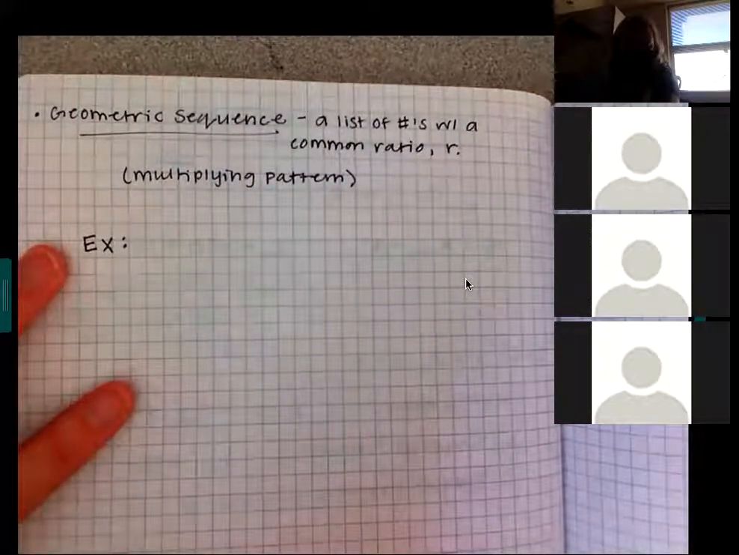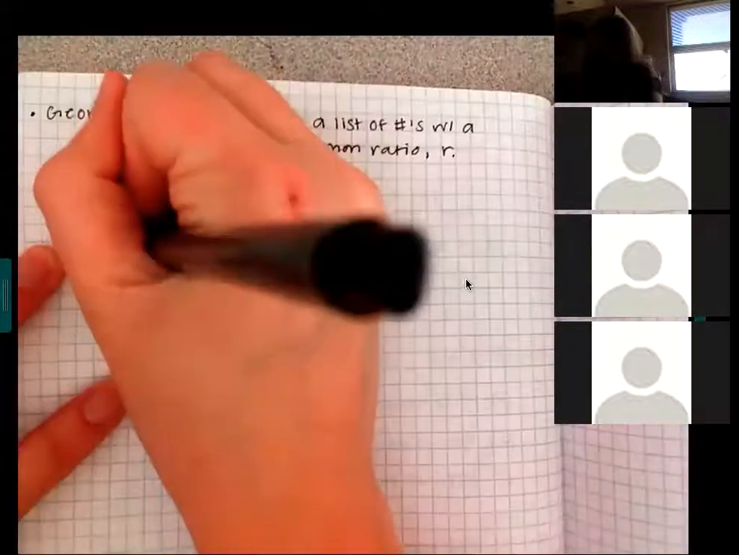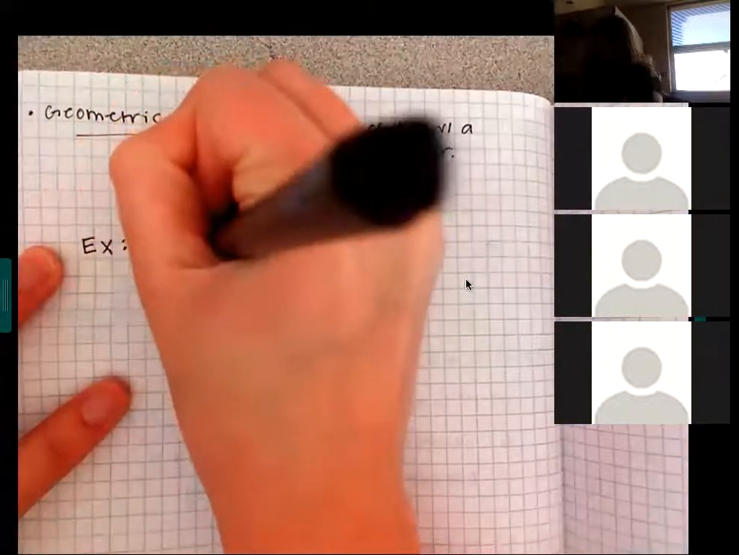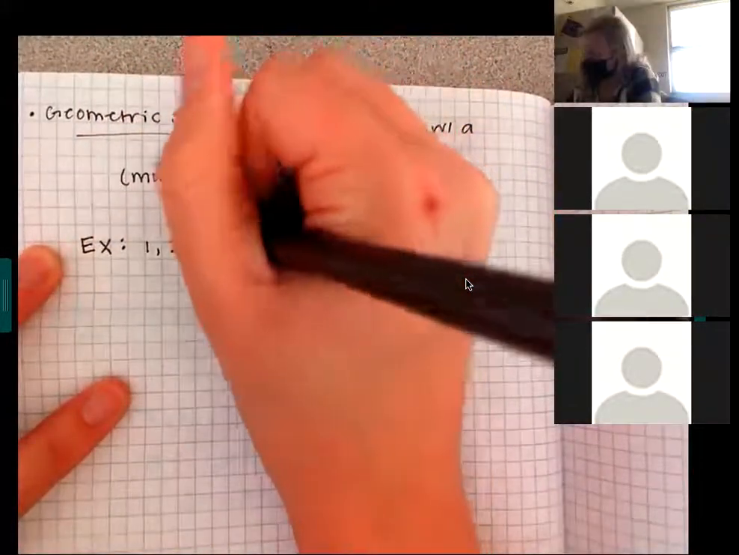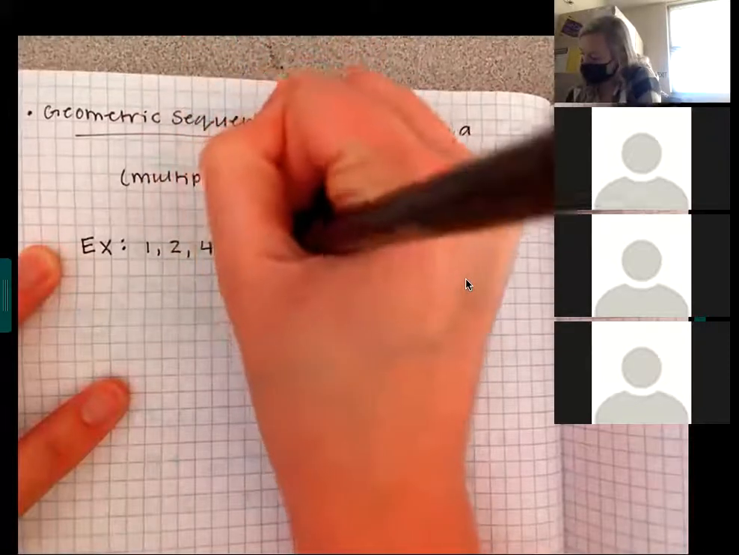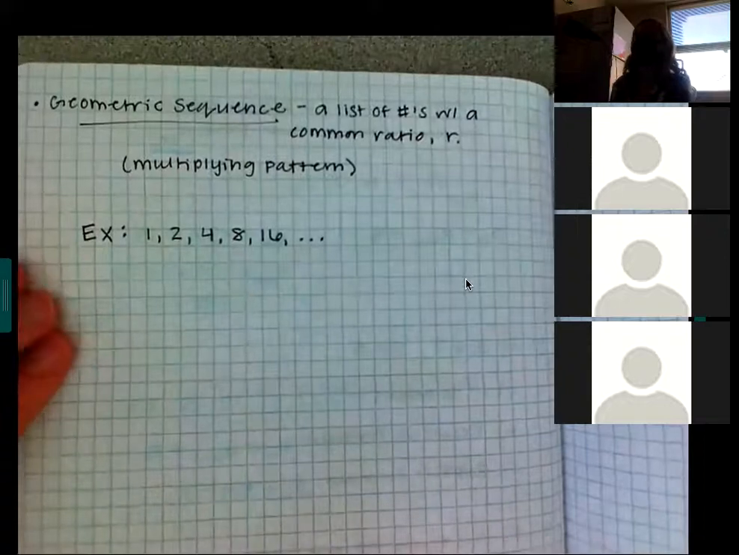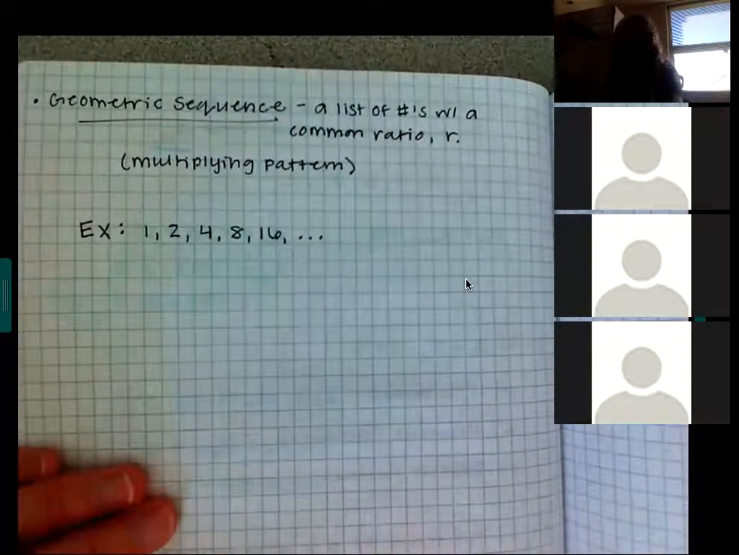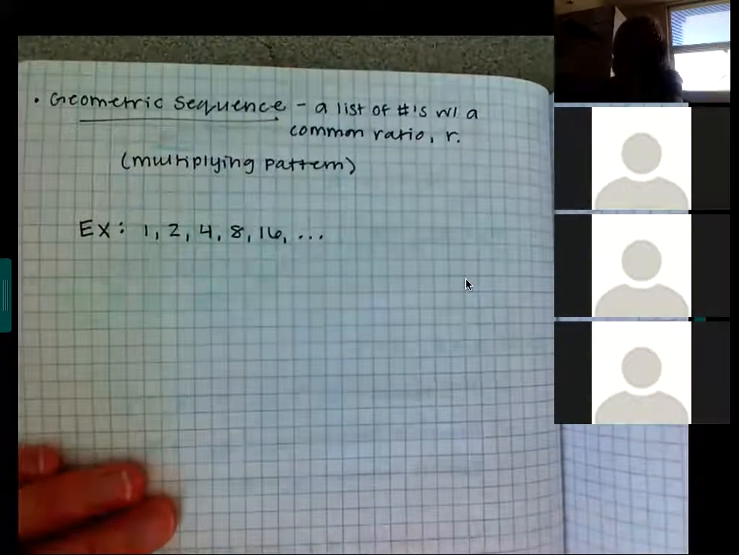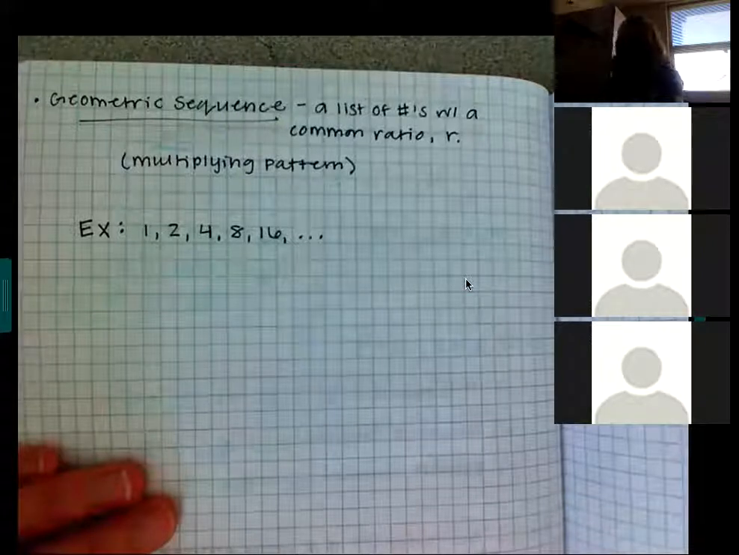Let's do 1, 2. So if I give you this sequence, 1, 2, 4, 8, 16. If I'm going too fast, y'all please let me know.